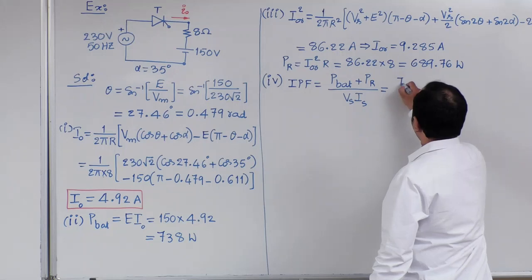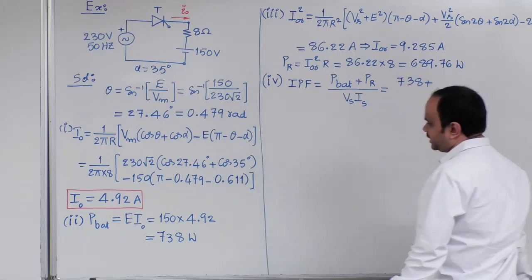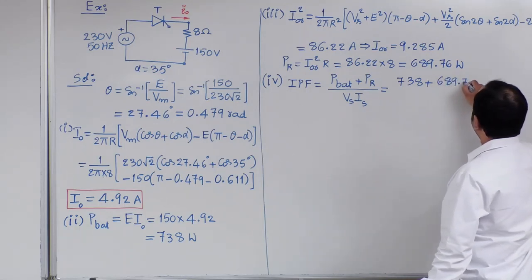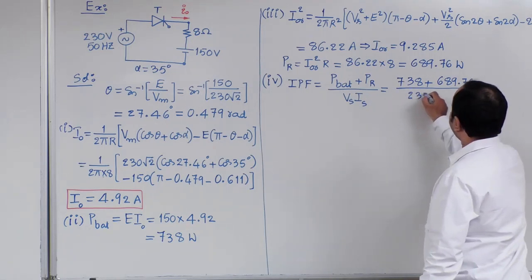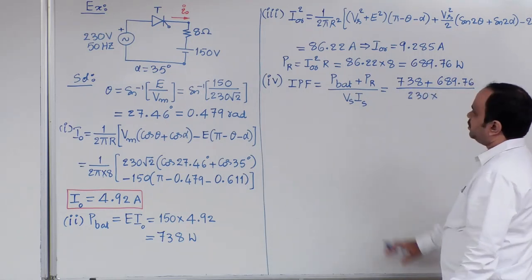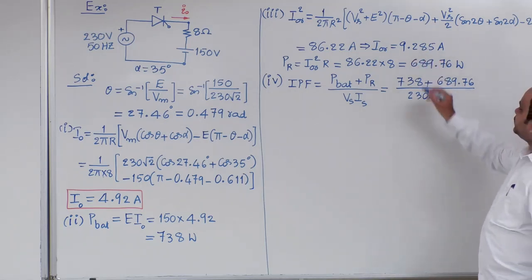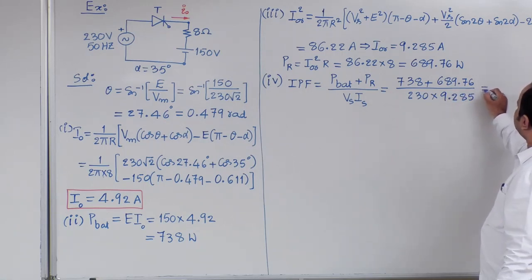Now power consumed by the battery, we got 738, plus 689.76, divided by 230 into, what is Is? Is is the same as the RMS value of output current, that is 9.285.